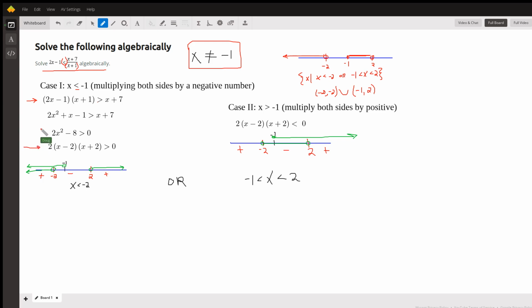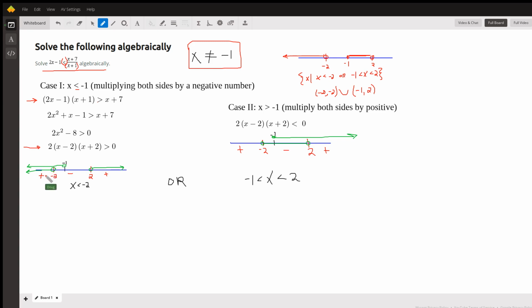Now you can use what's called a sign diagram, or you can use a little number line. I just like to use a little number line. This expression equals 0 at 2 and -2. And that divides the real number line into 3 intervals.